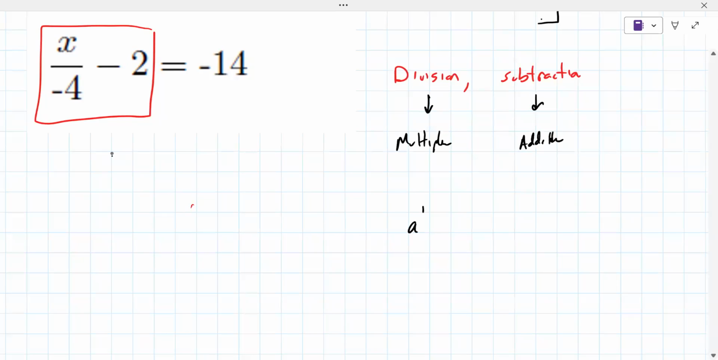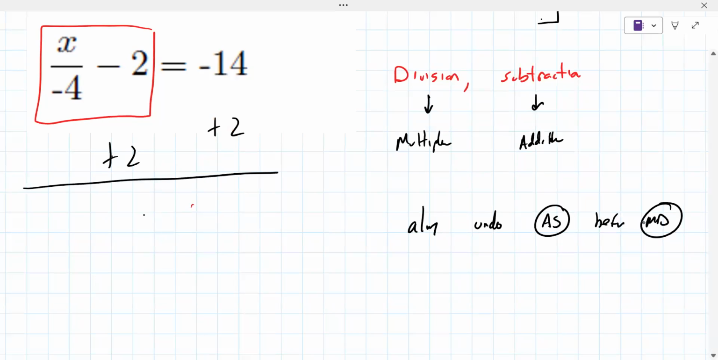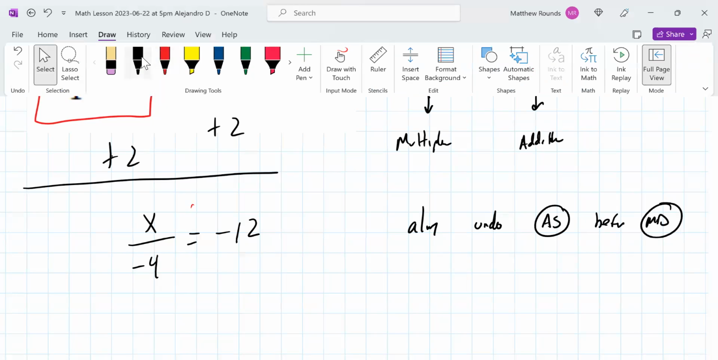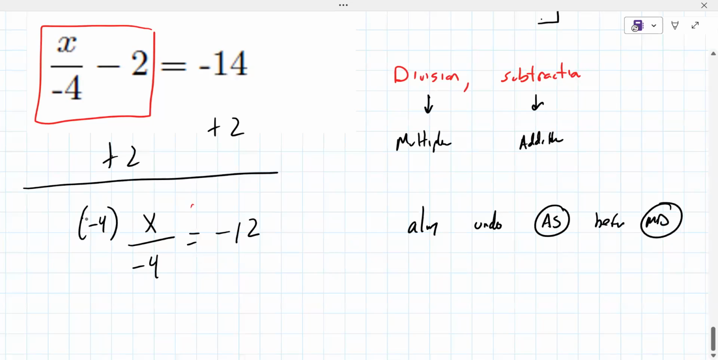Okay. Now you always do the following. You always undo addition and subtraction before multiplication and division. So as a general guideline, when you look at the side with the variable and you identify what's going on, you're going to undo addition and subtraction before multiplication and division. So you're going to add 2 to both sides. This is x over -4 equals -12. And then you undo division with multiplication. So you're going to multiply both sides by -4. So x equals 48.